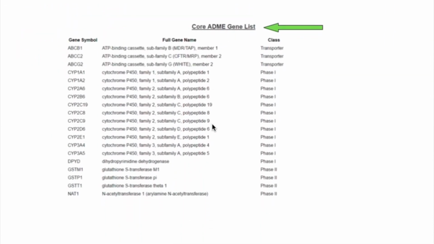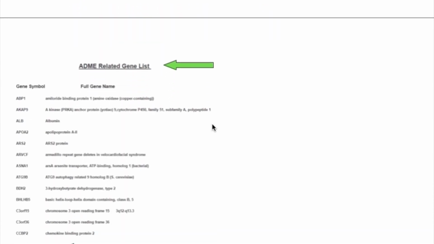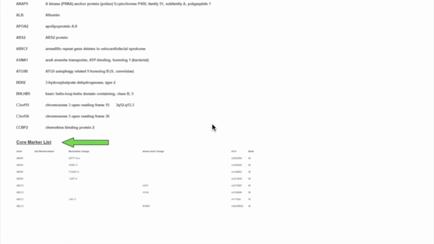Here is a list of the core ADME gene list along with gene symbol, full gene name, and class. And lastly, this is the ADME-related gene list, which comprises the gene symbol, full gene name, and core marker list.